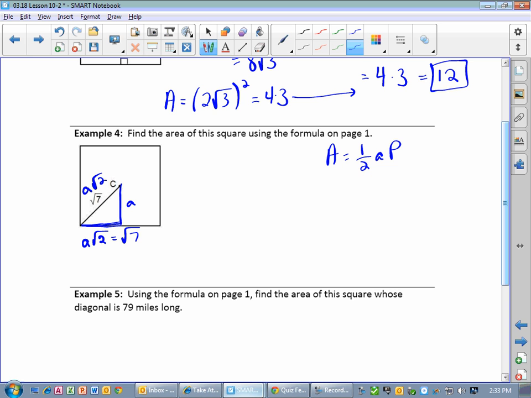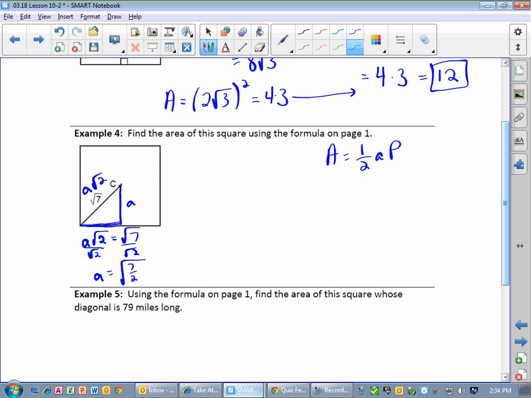So to solve this, we divide both sides by square root of 2. So we get A equals square root of 7 divided by square root of 2. Now there's a useful way to write this. We can write it as one big square root. In other words, we can put the whole fraction underneath, so we don't have to keep putting the square root symbol twice. So square root of 7 divided by square root of 2 is the same as the square root of 7 over 2.